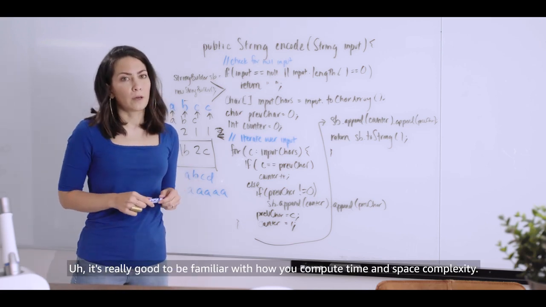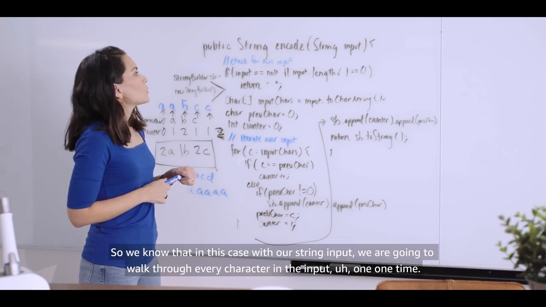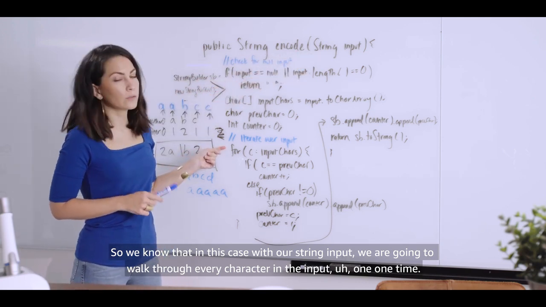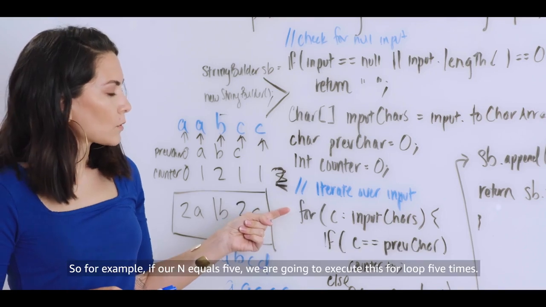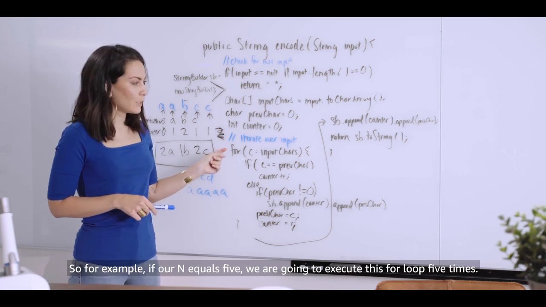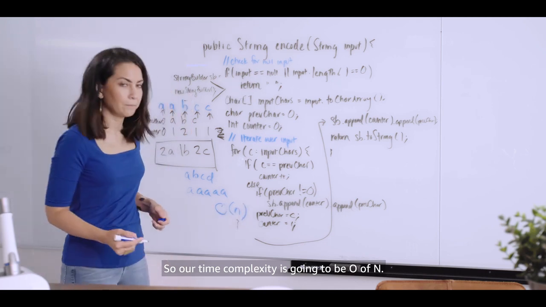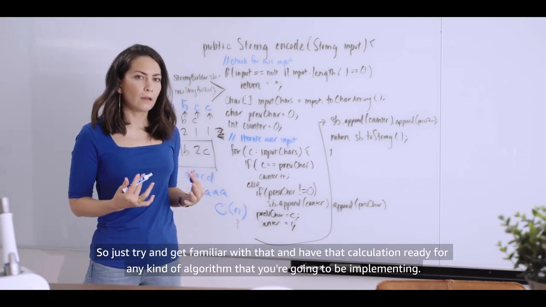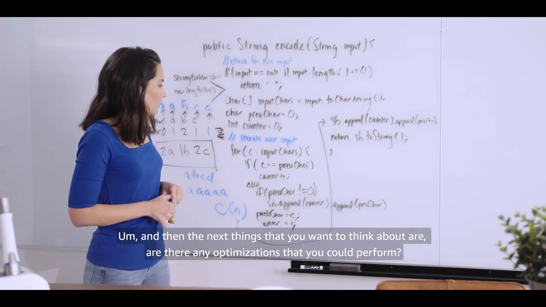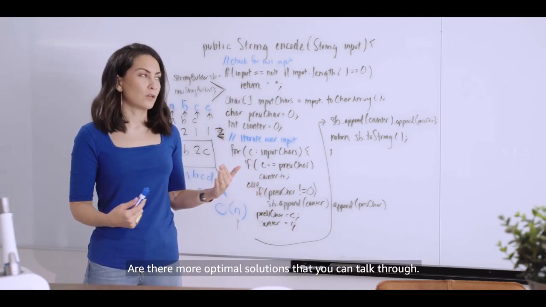It's really good to be familiar with how you compute time and space complexity. Let's go over time complexity real quickly. So we know that in this case, with our string input, we are going to walk through every character in the input one time. So for example, if our n equals 5, we are going to execute this for loop 5 times. So our time complexity is going to be O of n. So just try and get familiar with that and have that calculation ready for any kind of algorithm that you're going to be implementing. And then the next things that you want to think about are there any optimizations that you could perform? Are there more optimal solutions that you can talk through?